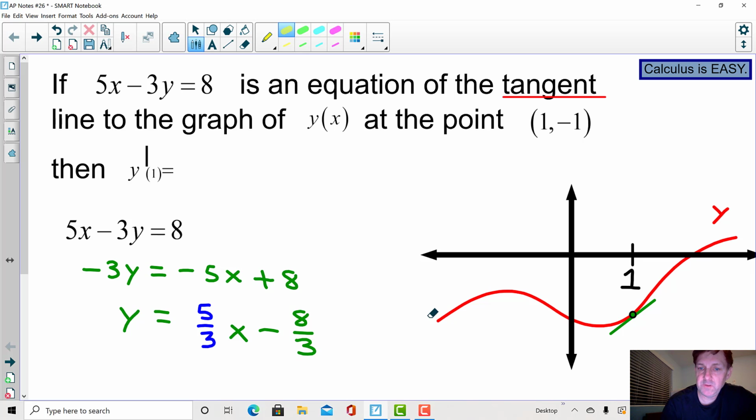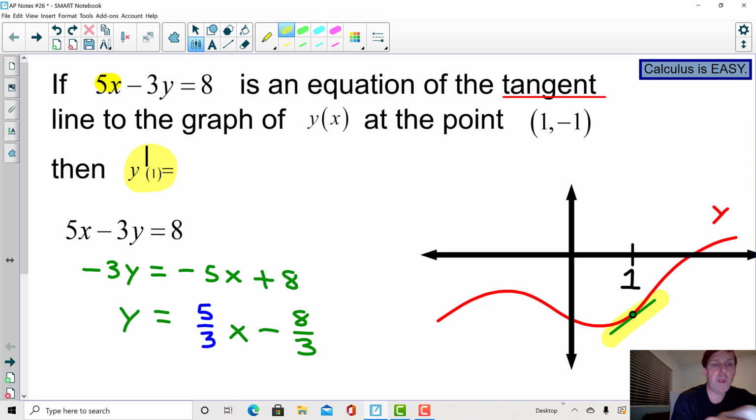Okay, in this graph you can see they gave us the curve, which is the red one. And then they also gave us the equation for the tangent line. You can see both of those go through x equals 1. The slope of the tangent line is the same as the slope of the curve at that spot. So when they ask you to find the slope of the curve when x is 1, it's going to be the same as the slope of the tangent line when x is 1.